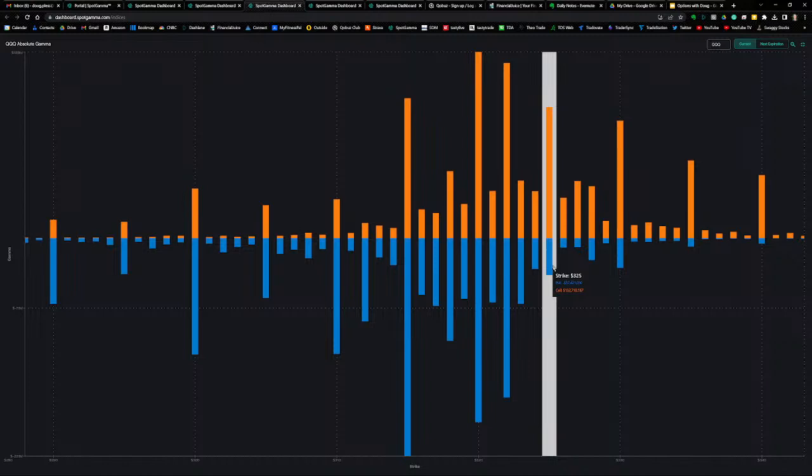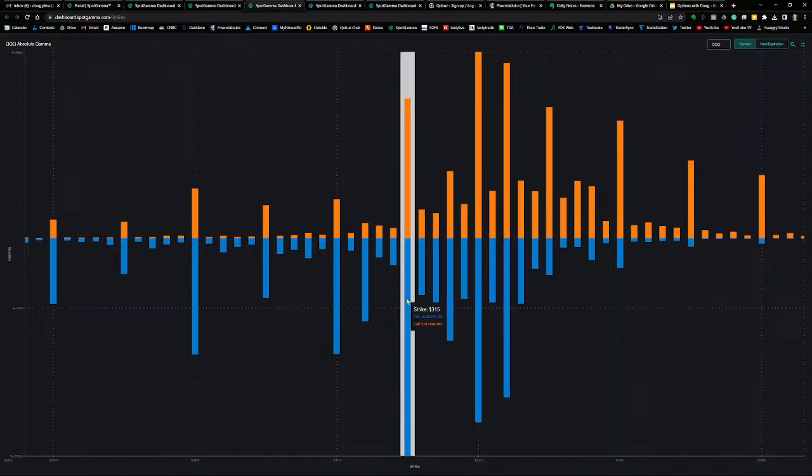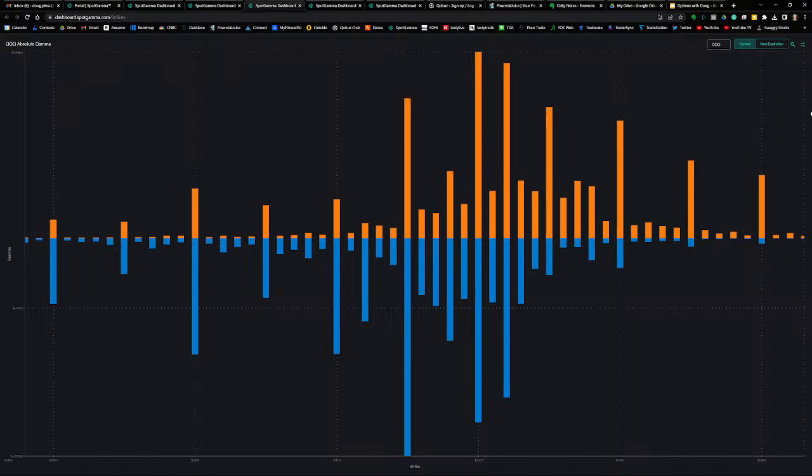And then the put wall shifted higher from 310 yesterday to 315 today. That's the strike with the largest net negative gamma. And then finally the volatility trigger moved lower today to 321 from 323 yesterday.